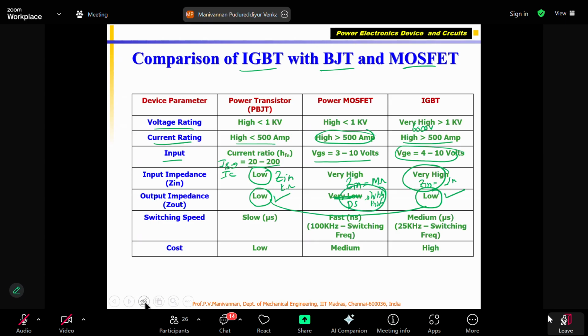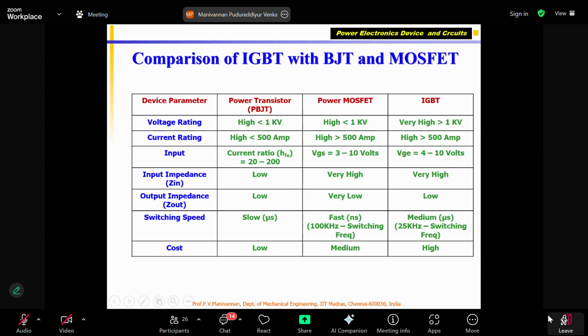But when you compare switching speed, the power transistor is slow. We are talking about switching speed in terms of switching time. For a power transistor, switching time is in microseconds. But in the case of power MOSFET, it is nanoseconds, 10 power minus 9. It is better. But in the case of IGBT, it will be medium. It is not very fast like a MOSFET, or very slow like a transistor. It is medium.